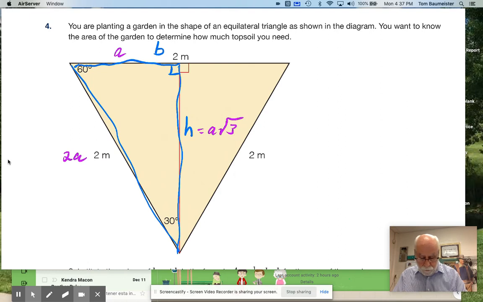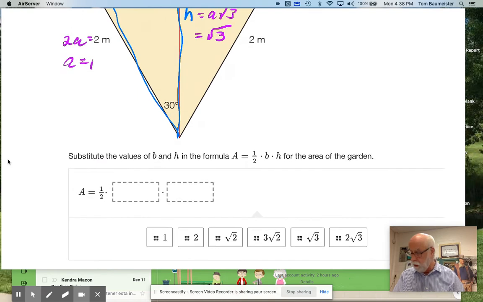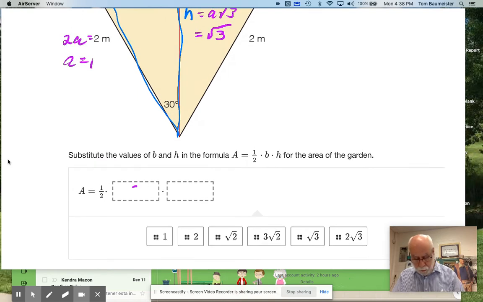So if we look at it, remember, this right here is going to be 1, which should make sense because 2 times what equals 2. So A is equal to 1, so our H is equal to 1 times the square root of 3, or just the square root of 3. So on this one here, we're going to say it's 1/2 times 2 times the square root of 3.